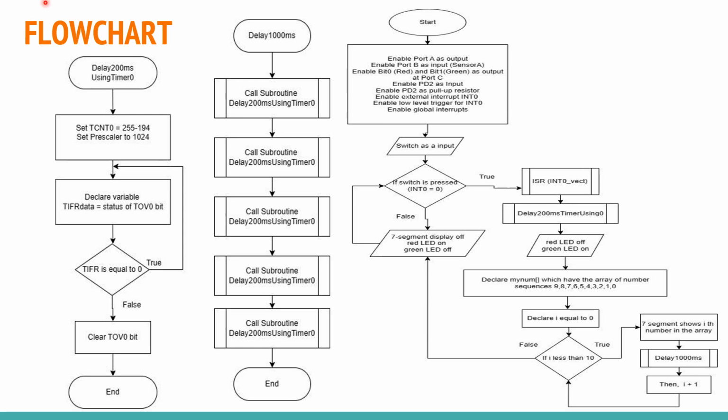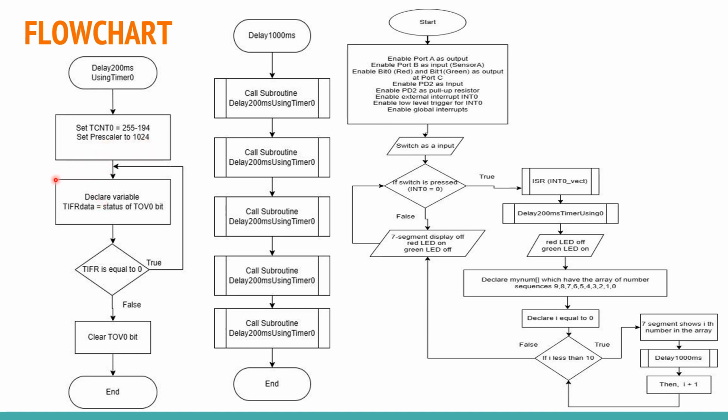This is the flowchart of our code, and the first flowchart is the first subroutine in our program, which is named delay 200 ms using timer 0. The first process of the subroutine is set TCNT0 equal to 255 minus 194 and set the prescaler to 1024.